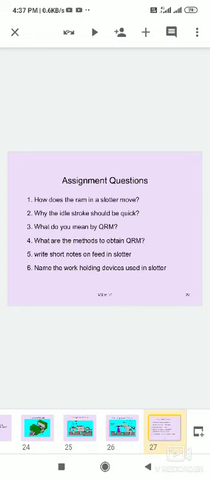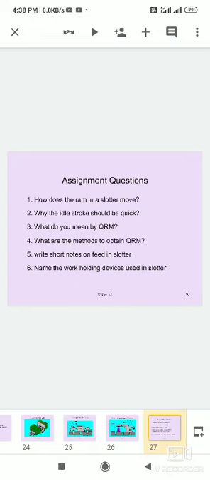And what are the methods to obtain a quick return mechanism? And that is the feed mechanism also. That is the hydraulic system, and the crank slotter lever mechanism. That is one type of QRM. Write short notes on feed in slotter. Feeding is very important for a slotter machine or any machine: shaper machine, broaching machine, drilling machine, grinding machine. Any machine needs feeding.